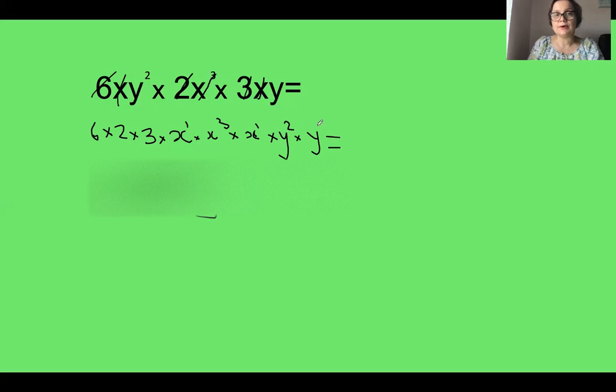Then y to the power of 2 times y to the power of 1. You can add the 1 here, times y to the power of 3. And of course, we don't have to show the multiplication sign, so we rewrite the answer as 36 x to the power of 4, y to the power of 3. Just like that.